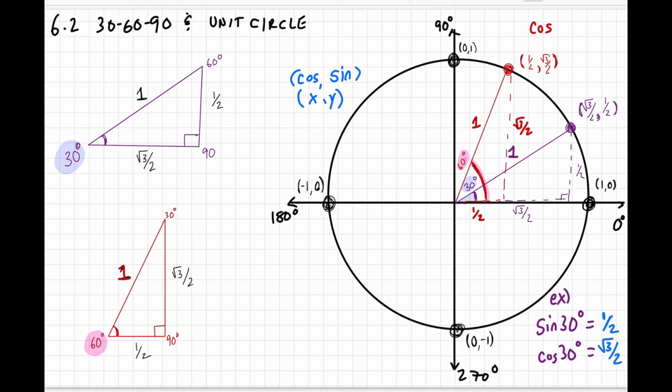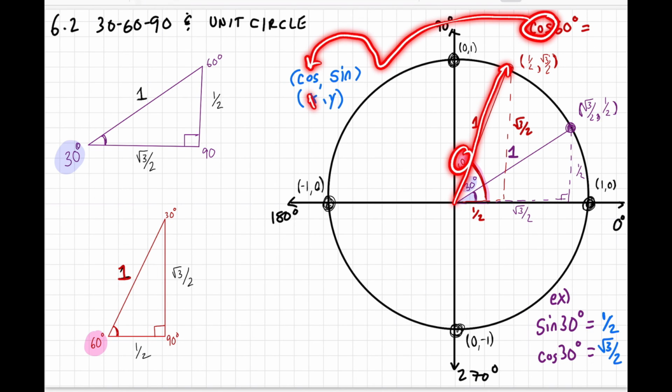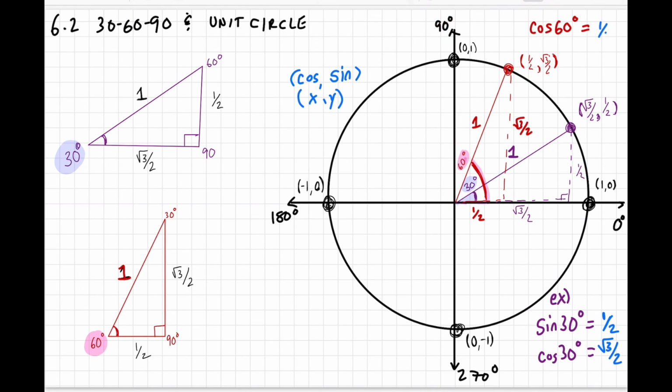And now, if we were to ask, for example, cosine of 60, look for 60 degrees. There it is, here's 60 degrees. Check out the coordinate, because we want to know for cosine what's the x value here, and that is 1/2. So the answer would be 1/2.